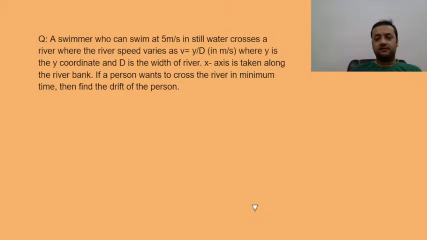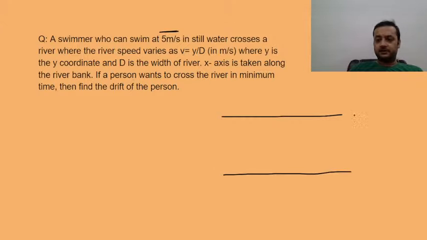So if you think what is happening over here, there's a swimmer who can swim at 5 meter per second in still water, and crosses the river with a river speed of v equals y by d. So suppose here is a river. The width of the river has been given to be d. So this is the width of the river. Suppose the swimmer starts from this point, let's call this point the origin, and this axis let's call the y axis, and this axis we are calling the x axis.